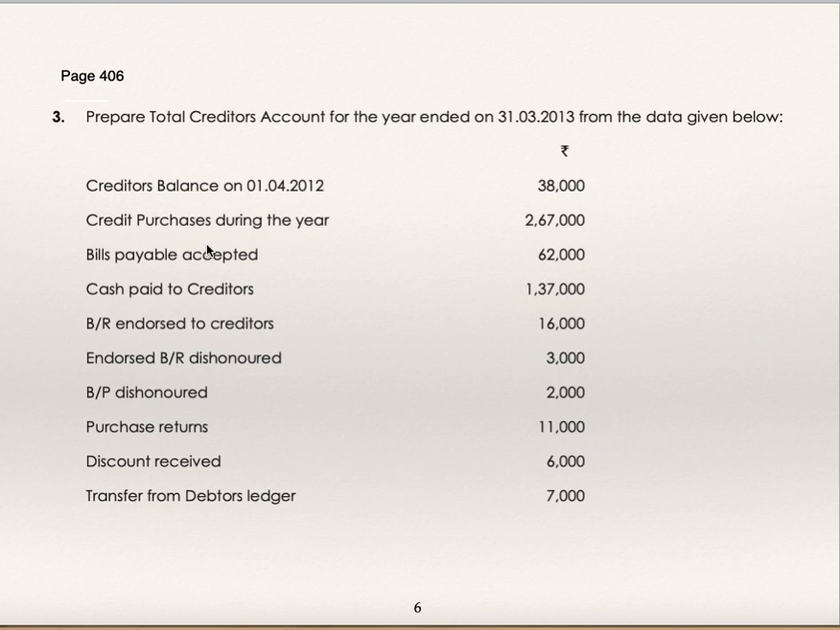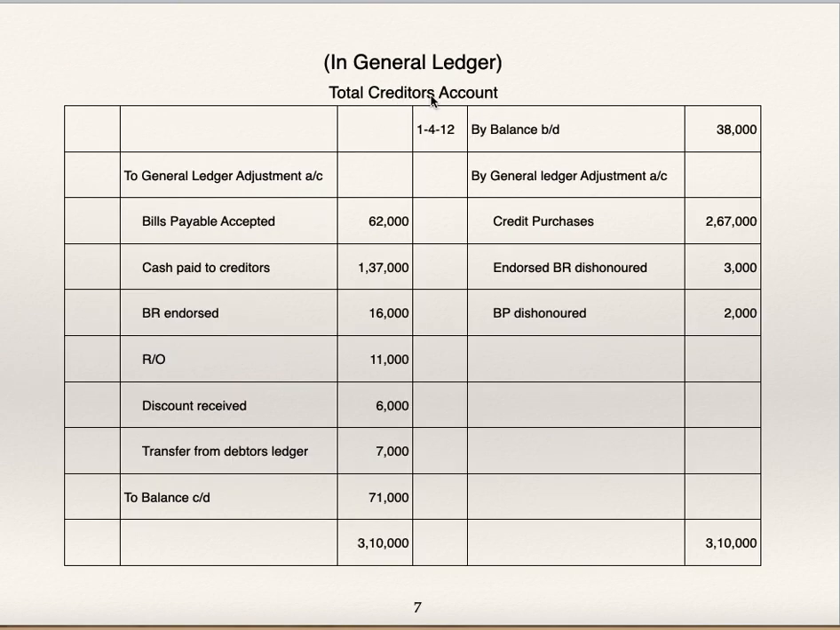Now go to page number 406, question number 3. Prepare total creditors account for the year ended 31st March 13 from the data given below. You are supposed to prepare creditors account. Creditors balance on 1/4/12, opening balance 38,000. Total creditors account in general ledger, 1/4/12, by balance brought down 38,000.